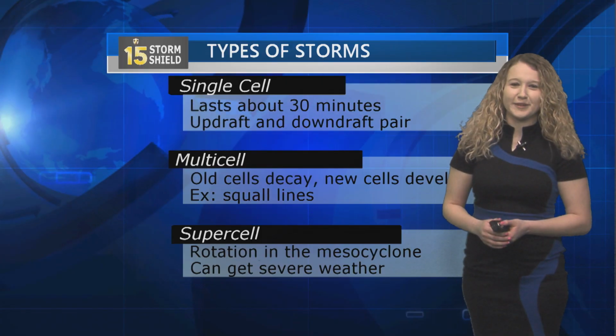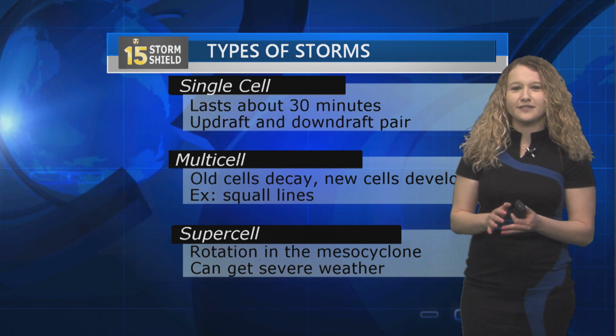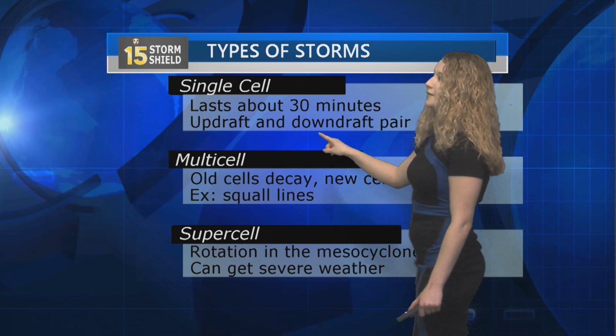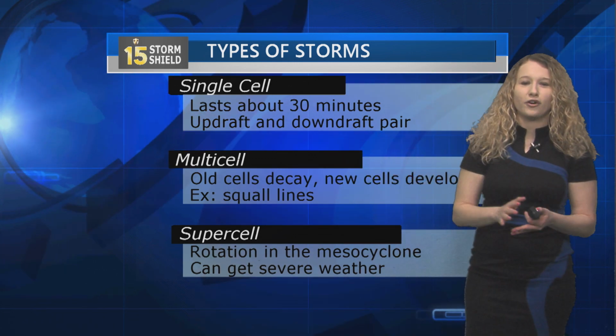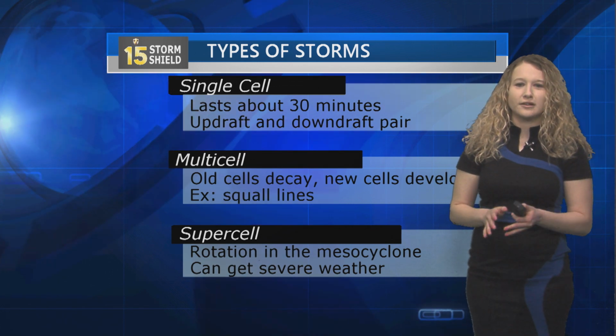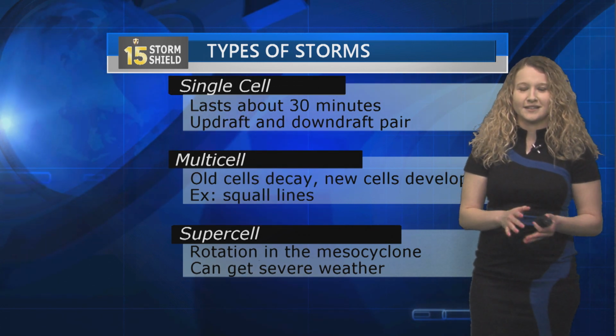Thanks, Sabrina. So first we're going to talk about the three different types of storms and exactly how they form. You have the single cell storm. Now this is the smallest in scale of all three of them. They only last about 30 minutes and they have an updraft and downdraft pair, and I'll go into a little bit of detail in my next slide.